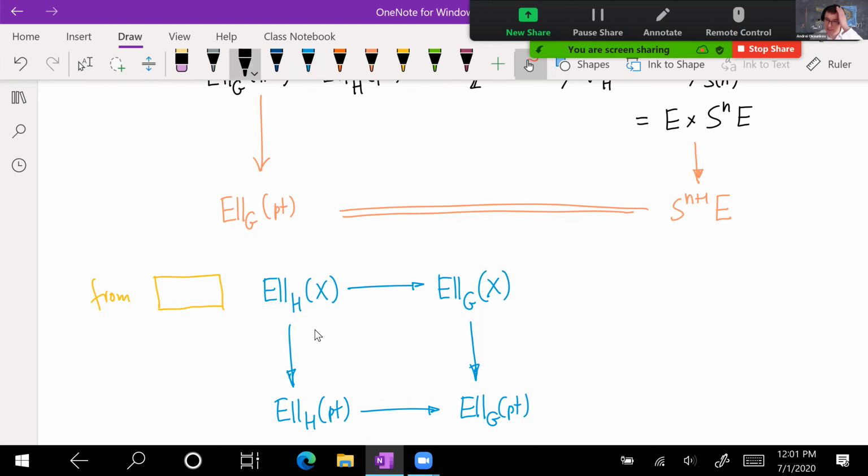I'm not trained enough in category theory to know how to really denote it. People denote it by things like this, and maybe I'll just write pullback.